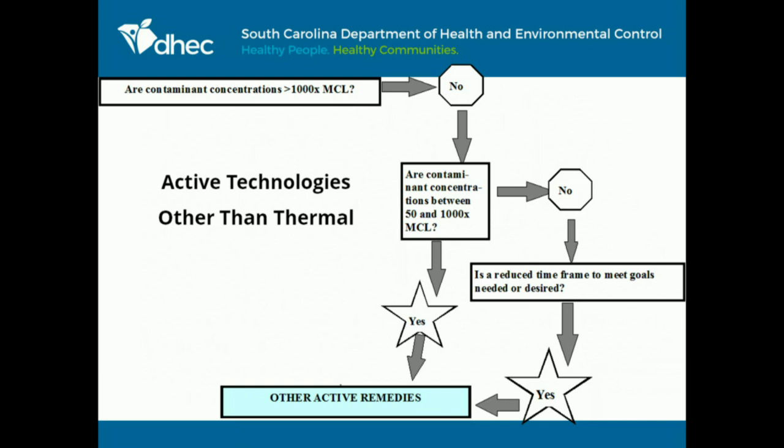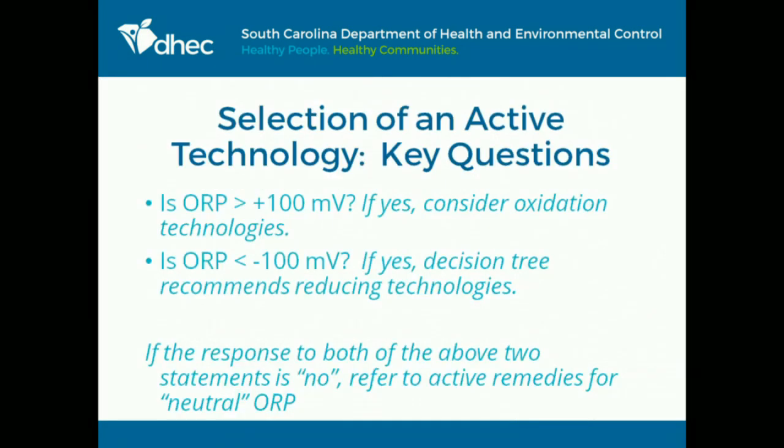Now that we're into active remedies, so we're moving through the decision tree, the next question is: ORP greater than 100 millivolts? If yes, consider oxidation technologies. Is ORP less than negative 100? If yes, the decision tree is going to recommend reducing technologies. And then again, if you're between plus 100 and minus 100, the decision tree is going to have a section for neutral ORP technologies.